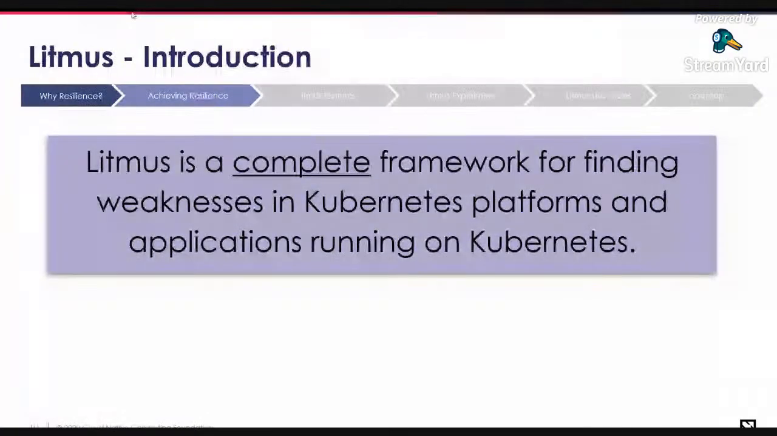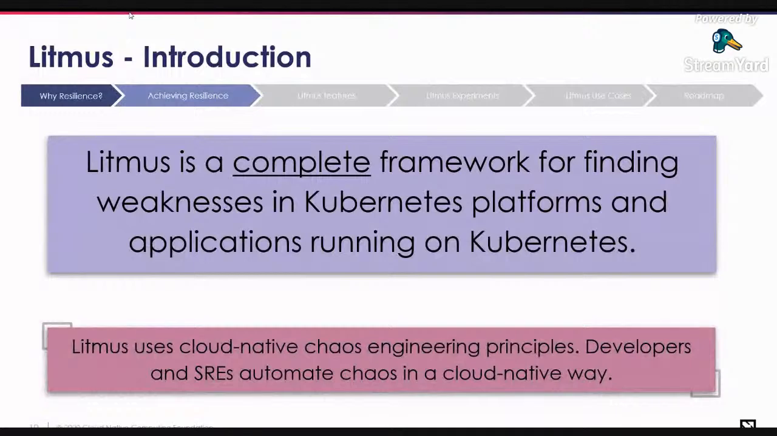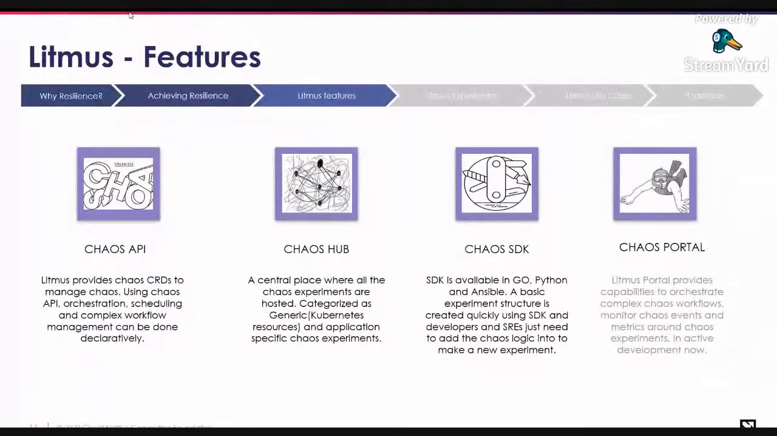So moving on to the features: Litmus is a complete framework to find weaknesses in Kubernetes platforms and applications running on Kubernetes, and it uses the principles of cloud native. So these are the other features. Obviously, I have mentioned the chaos APIs, and now I move to the chaos hub. The chaos hub is the place where you get all the experiments. There are 37 plus chaos experiments, where you can find which experiment you need, how you need it, and which experiment is going to help you. Again, the docs come into play to help you get started.